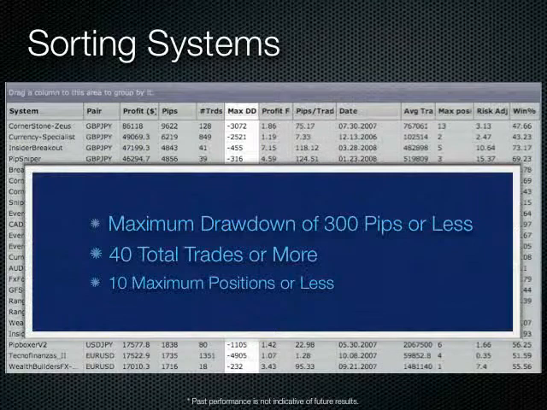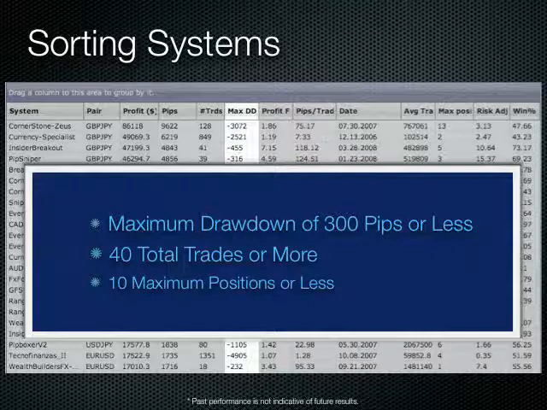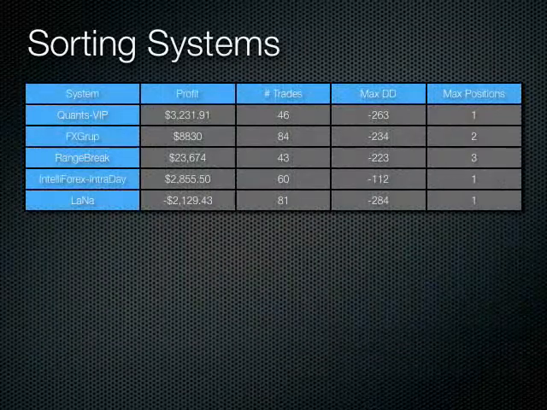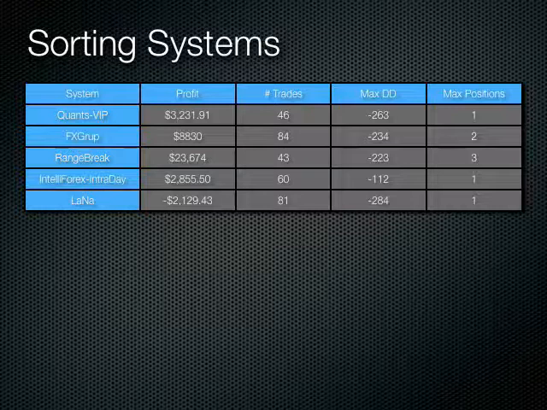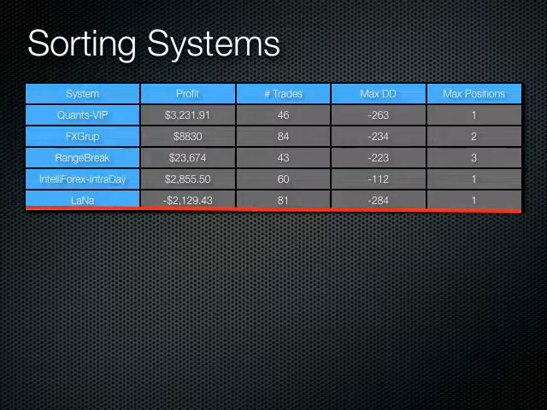By focusing only on systems with a maximum drawdown of 300 pips or less, we can then locate systems that have placed at least 40 trades and have no more than 10 in the max positions column. Following these guidelines, we find 5 systems that match these criteria. However, one of the systems has a negative return, so we remove that one as well and are then left with only 4 systems. That's pretty good considering that we started with almost 600.